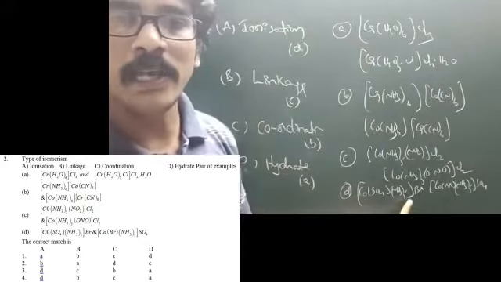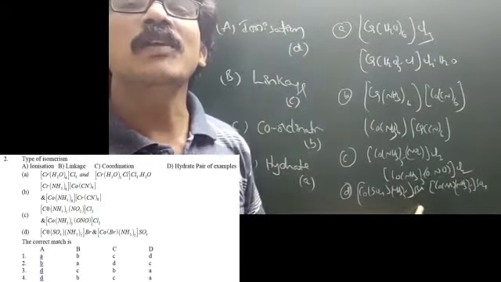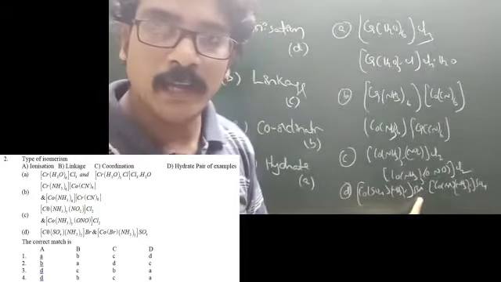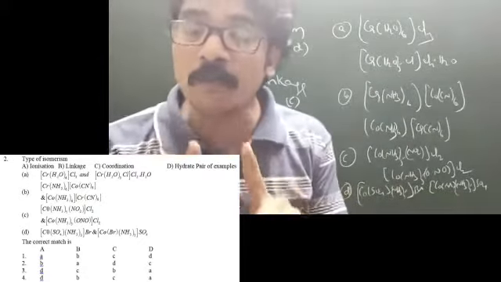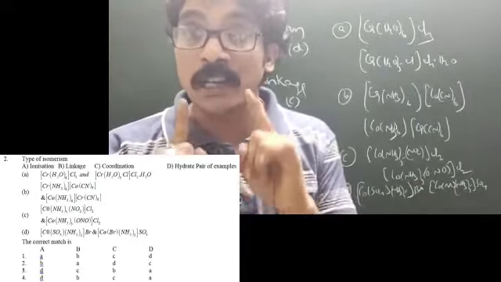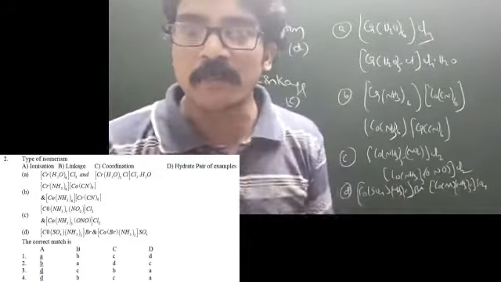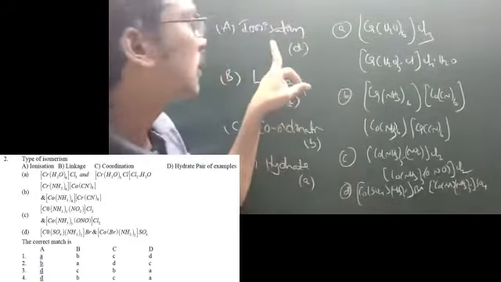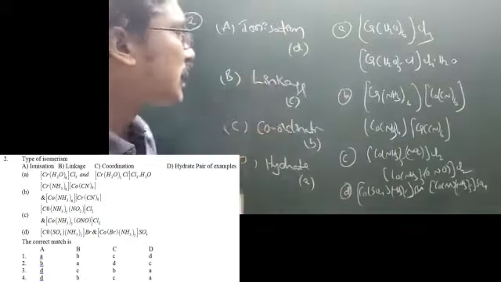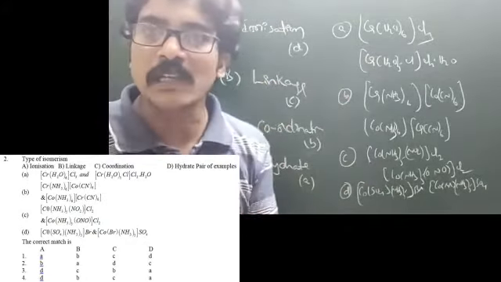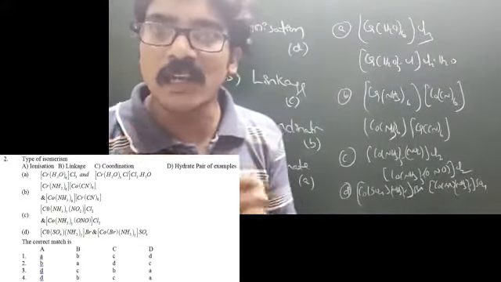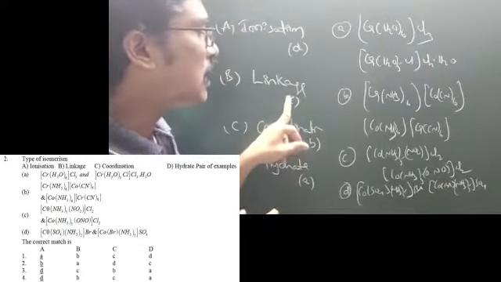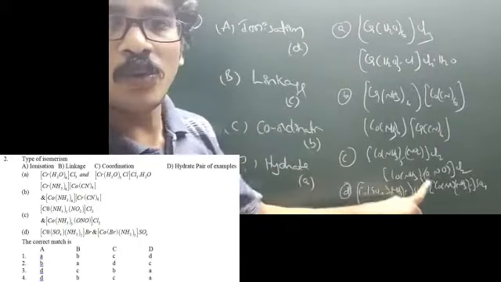Yes, the last complex, when dissolved in water, gives bromide ion. When dissolved in water, it gives sulfate ion. Complex compounds having the same molecular formula, but the nature of ions is different, belong to ionization. Therefore, for the first one, the answer is D. And the second one, linkage. We already discussed that linkage means ambidentate ligands are involved. That is called linkage isomerism. So for this linkage, the answer is NO2 ONO.